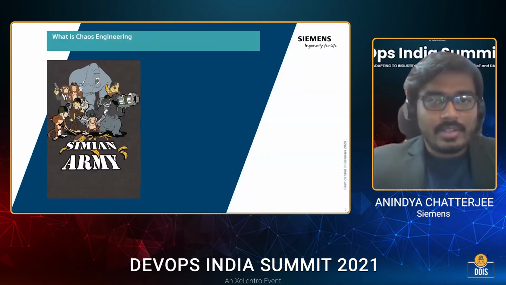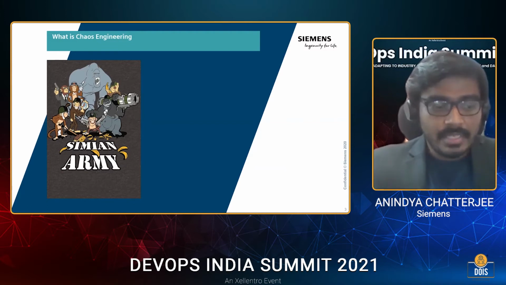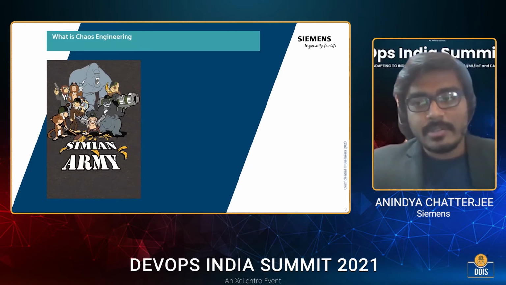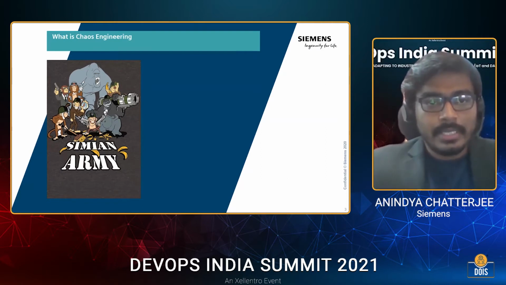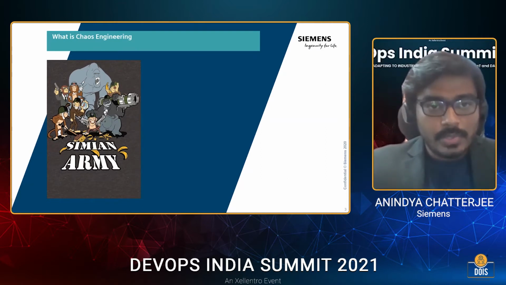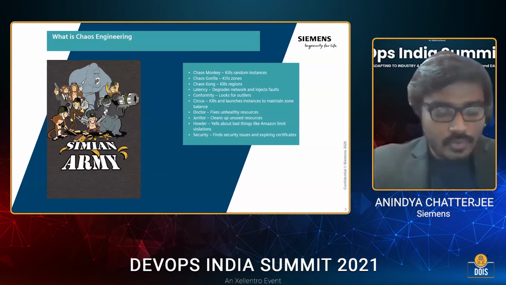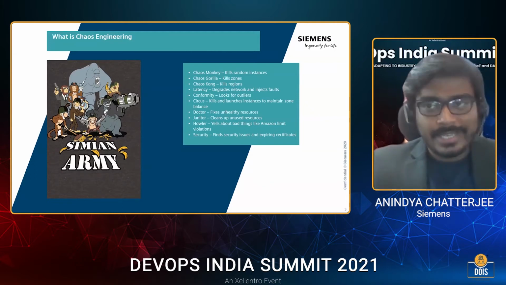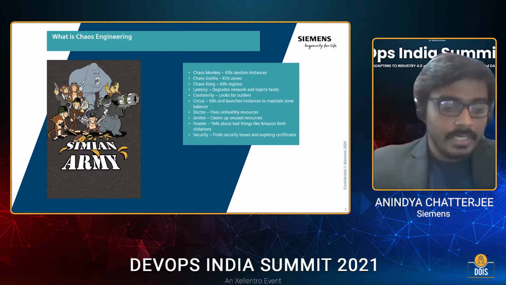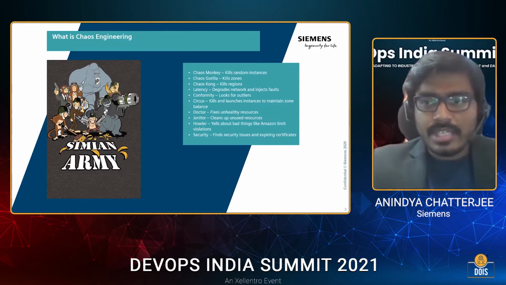So what exactly is chaos engineering? Chaos engineering is a discipline of experimenting on distributed systems in order to build confidence in the system's capability to withstand turbulent behaviors in production. This is a concept which Netflix has come up with, and they have a set of tools which they call the Simian Army. The Simian Army is a set of tools which runs and causes chaos in your system and in your production environment, and tries to see how the application or the systems react to it.